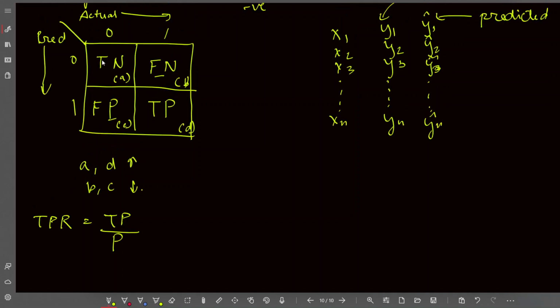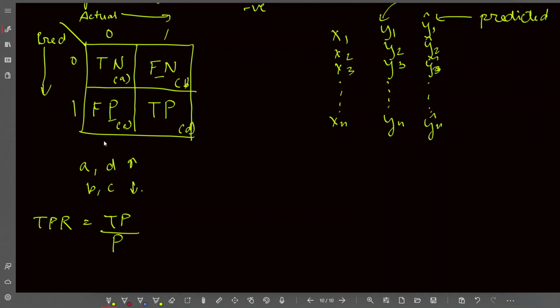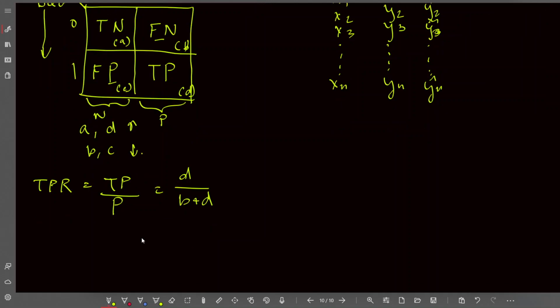So all the values in these columns are the negative values, okay? And all the values in this column are the positive values, okay? So true positive rate is basically true positive upon the total number of positives, which is equal to D upon B plus D, right? Because this is B and this is D, and true positive upon positive. So that's D upon B plus D.